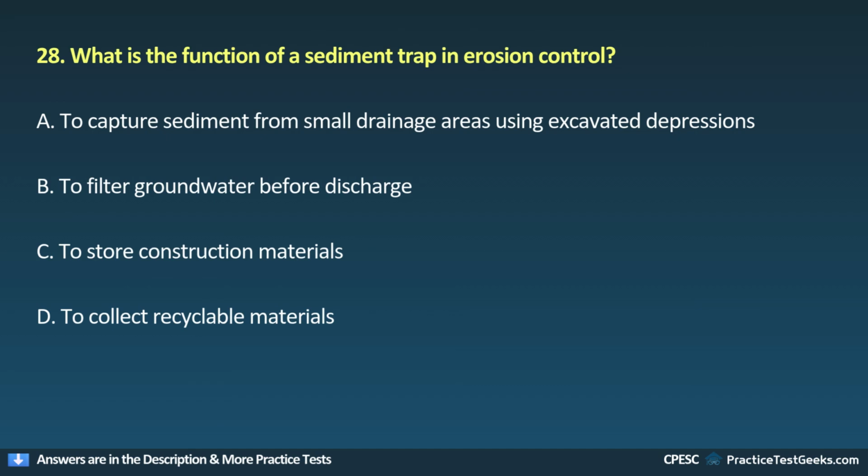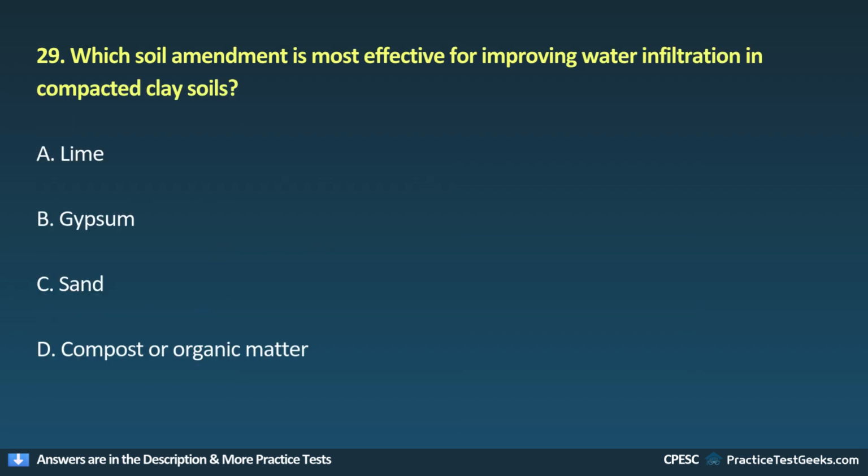28. What is the function of a sediment trap in erosion control? A. To capture sediment from small drainage areas using excavated depressions. B. To filter groundwater before discharge. C. To store construction materials. D. To collect recyclable materials.